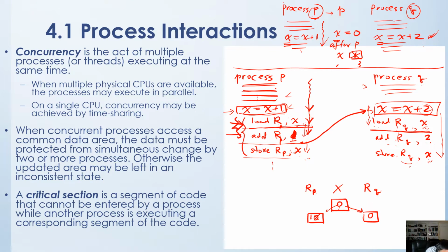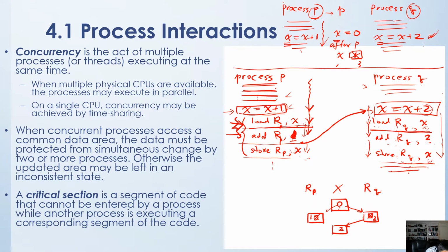So now let's assume that you're going to run the next instruction. So add 2 to RQ. Now RQ becomes 2. Okay. And then it completes the third instruction in process Q, and it stores RQ into X. So X becomes 2. And then it executes some other instructions.